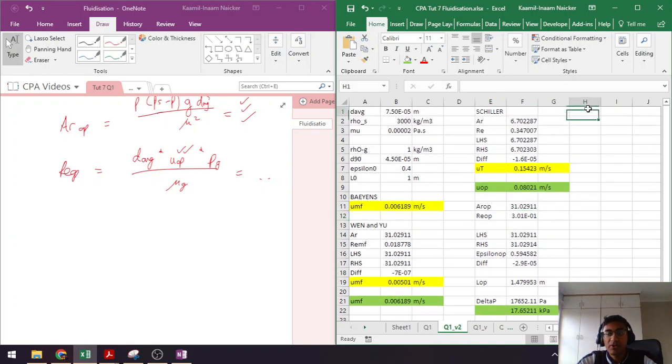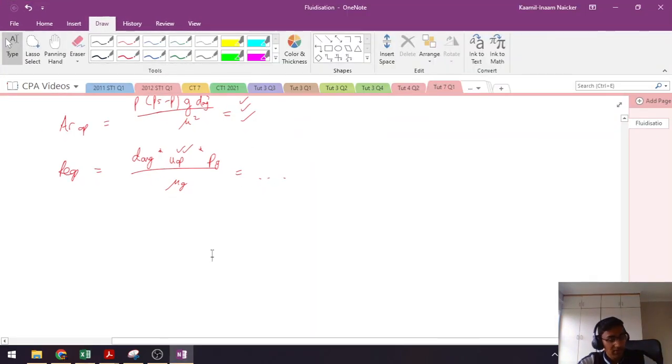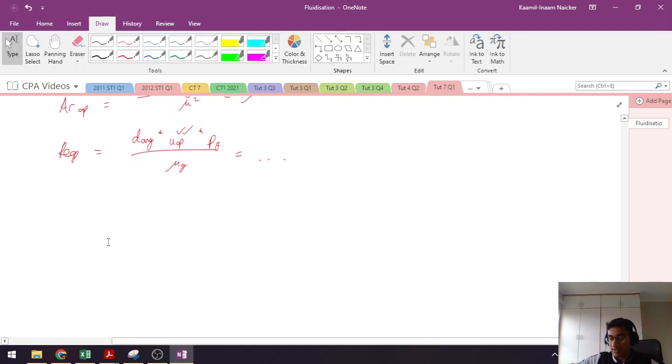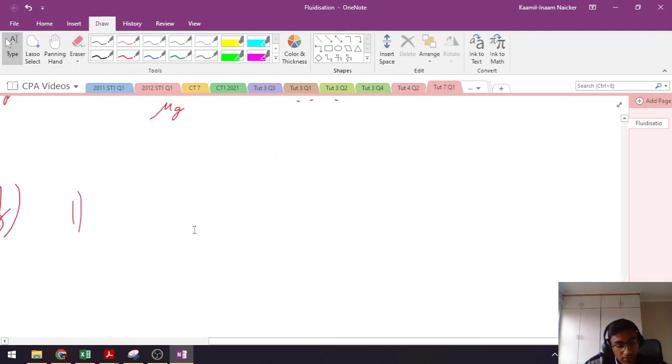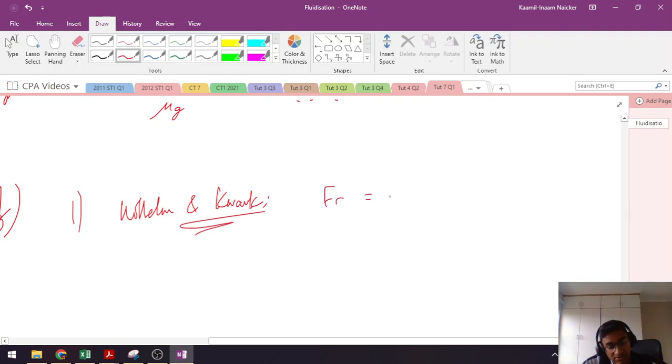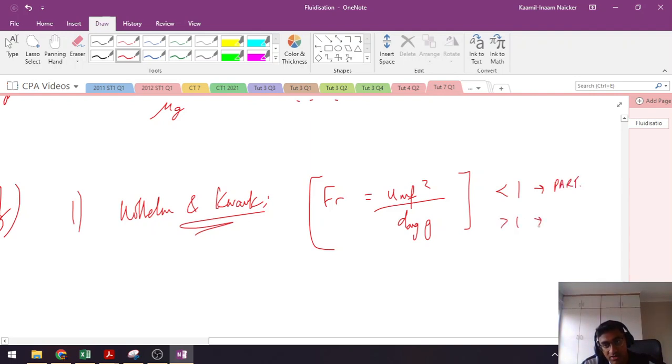Okay. Then part B of the question asks you, is it particulate or aggregative fluidization? So quickly, we can just make a note of this. There are 3 ways to determine it for part B. So the first thing I want you to know is that there is an equation called the Wilhelm and Kwauk equation. And so that just tells you that the Fr value is equal to U at the minimum fluidization multiplied by the D average multiplied by g. So if you can calculate this, and it's less than 1, then you've got particulate, greater than 1, you've got aggregative flow.